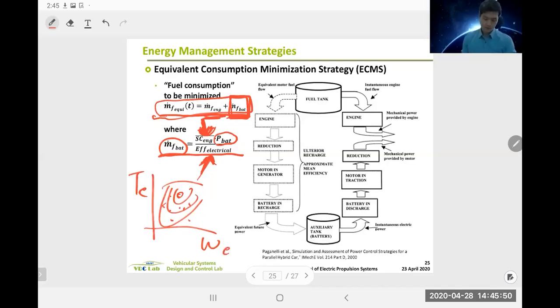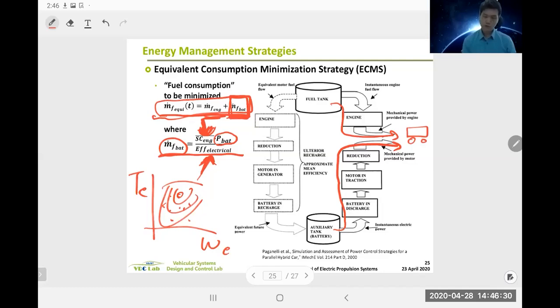So to explain better using a figure, this explains that. We have a fuel tank, and when we use the engine to provide mechanical power, this is how energy flows, right? And if you get some help from the motor and battery, then this is how power flows, right? Battery to motor and motor to the wheel, right? This is the vehicle, right?